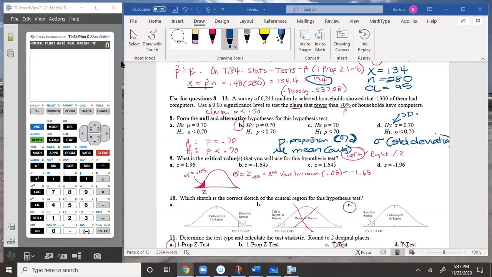We can also look this up in our calculator. We go to second vars, inverse norm, and we put in the area 0.05 in the left tail. The mean is 0 because we're talking about a Z distribution. The standard deviation is 1. That's usually by default. Hit enter. And enter one more time, and we get negative 1.65. It's actually negative 1.645. Yeah, let me correct that.